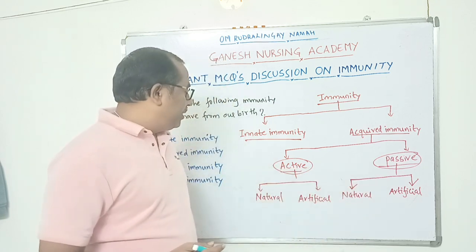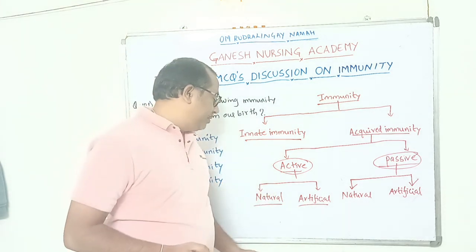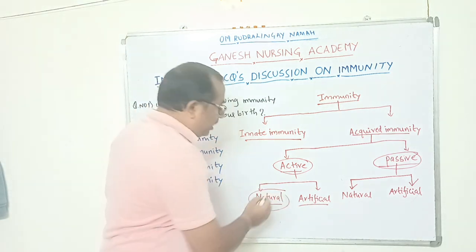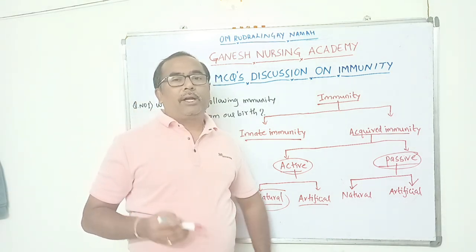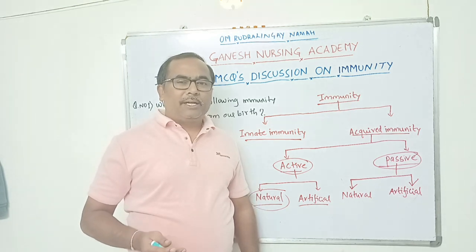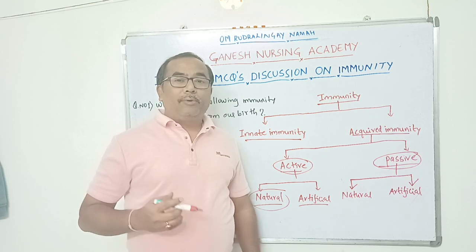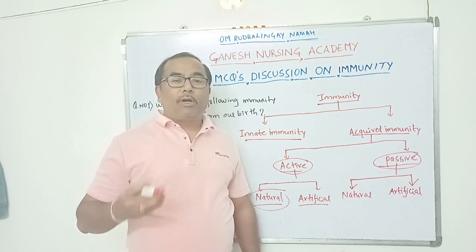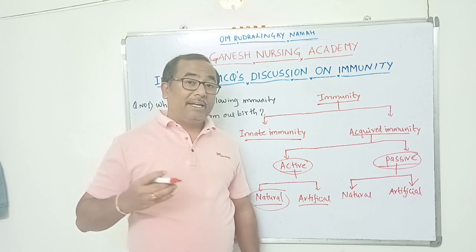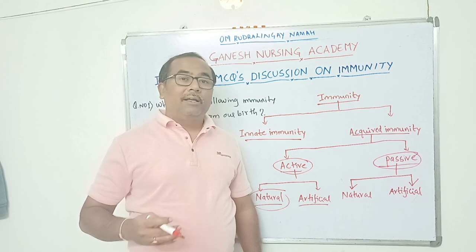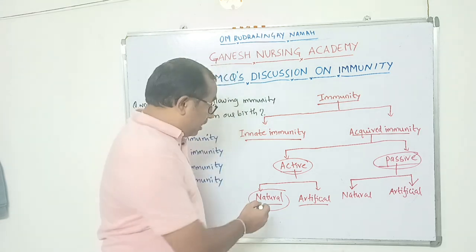Again, active immunity can be classified into natural and artificial. Natural means naturally our body will start preparing immunoglobulins against the microbial agents. Whenever a microorganism enters our body, our body will respond to it and start preparing antibodies or immunoglobulins against that microbial agent, to fight against the infectious microorganisms. This is known as natural active immunity.